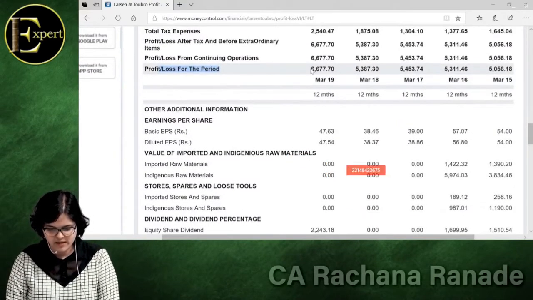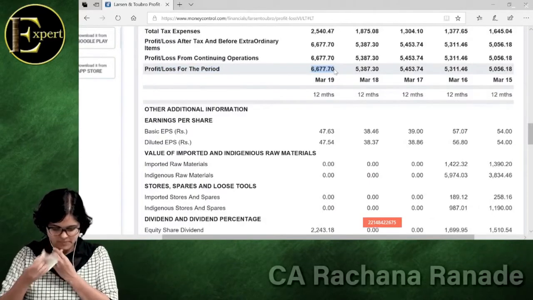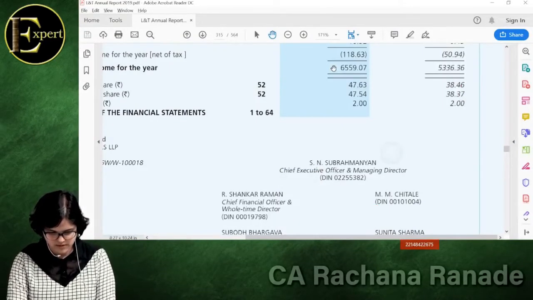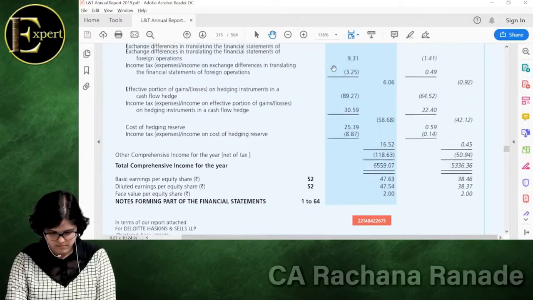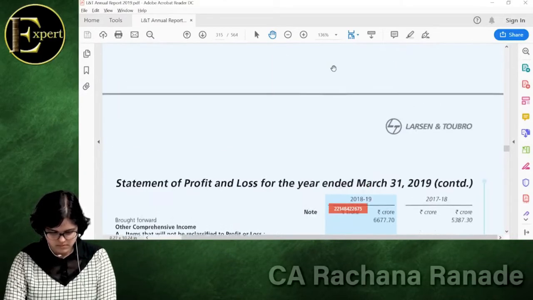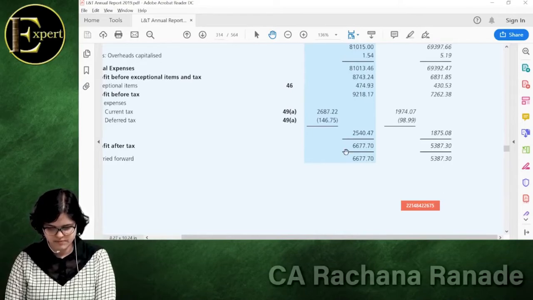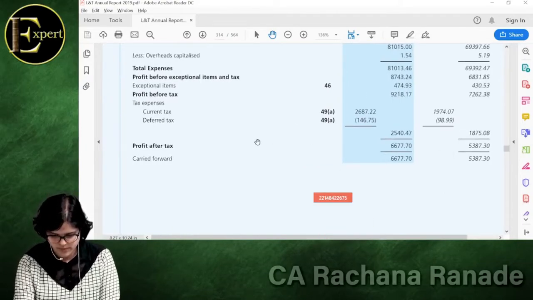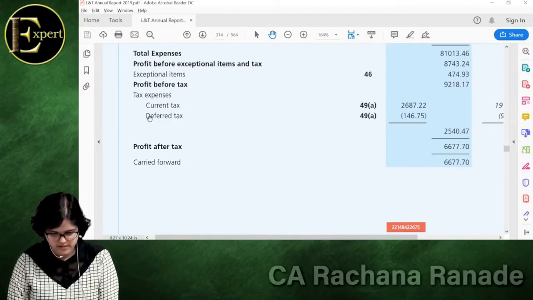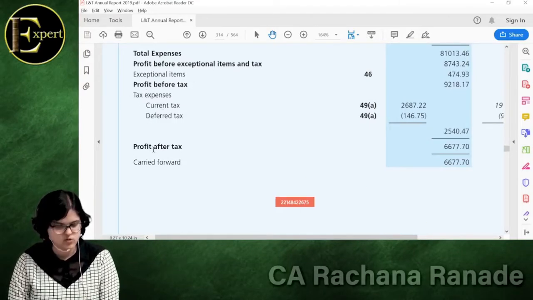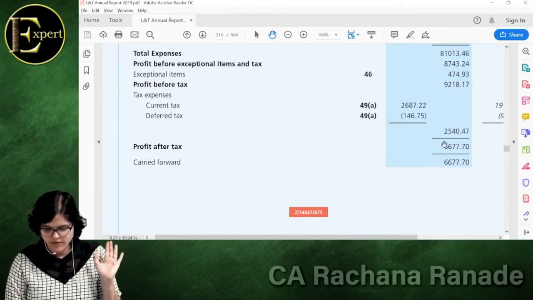So how much is PAT? 6677 is your PAT. Let us try to check somewhere. See this? How is it presented in our P&L? Profit before tax, this is your tax expense, and this is your profit after tax. Now sounds familiar? Yes. Profit after tax is how much?